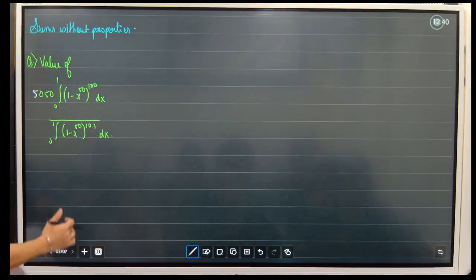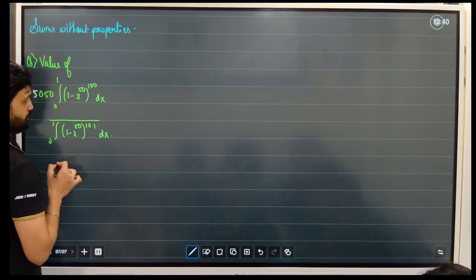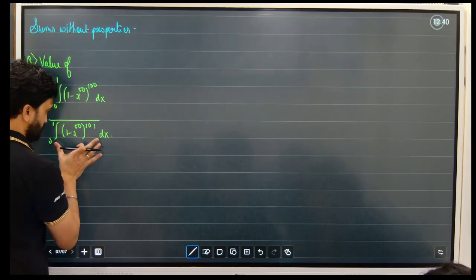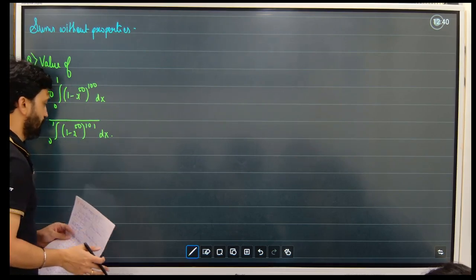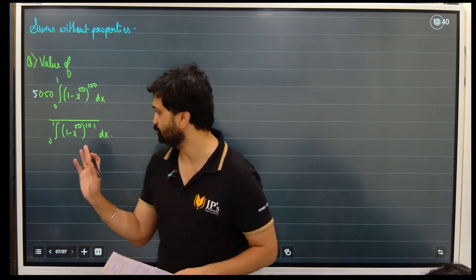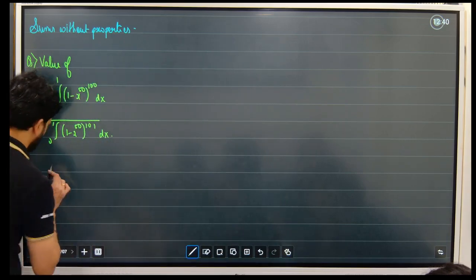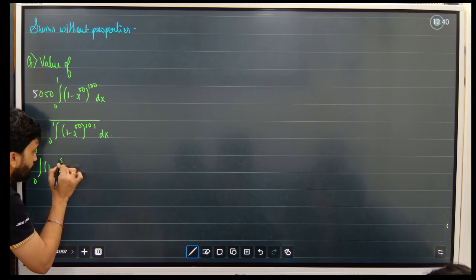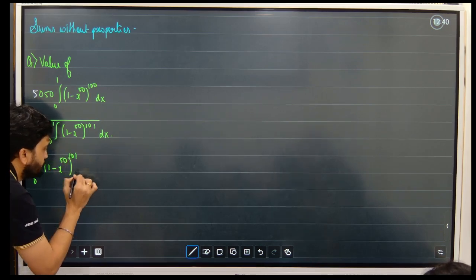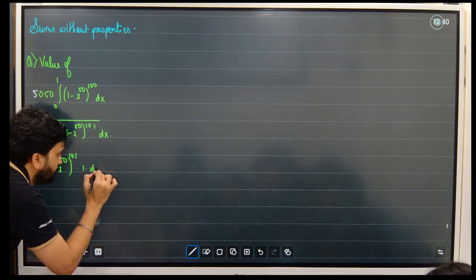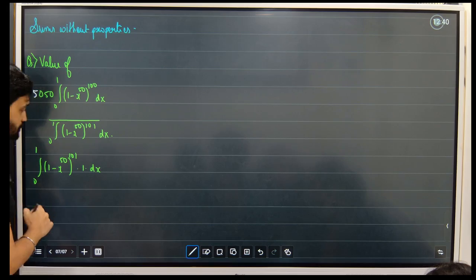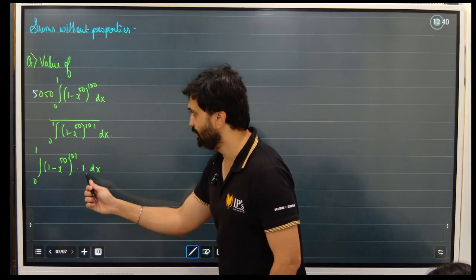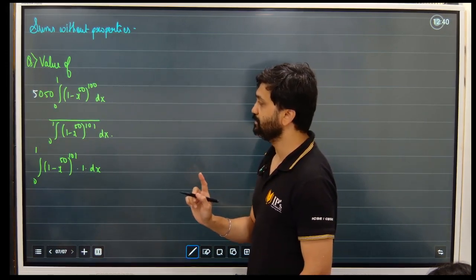We'll start with the denominator. See, we can't cancel it because the upper integral is different and the lower integral is different. You cannot cancel integral upon integral. So we start solving this. That is integration 0 to 1 of (1 minus x raised to 50) the whole raised to 101, into 1 into dx. Now this is nothing but integration by parts, where this is your u and this is your v. I'm going to solve this by integration by parts.